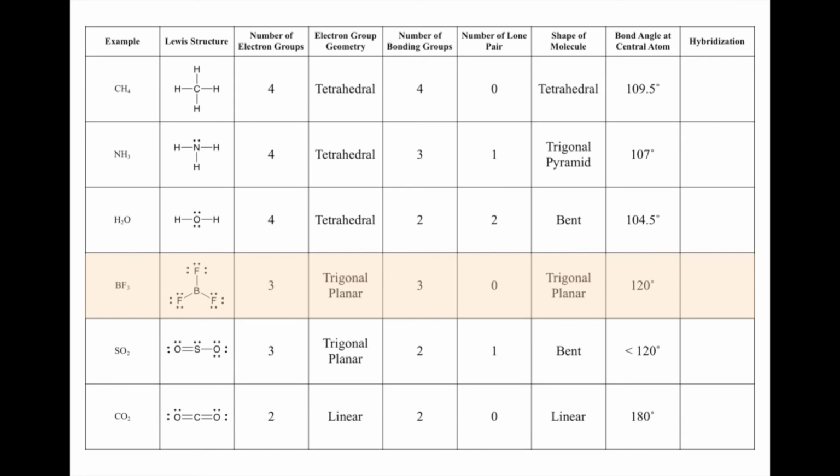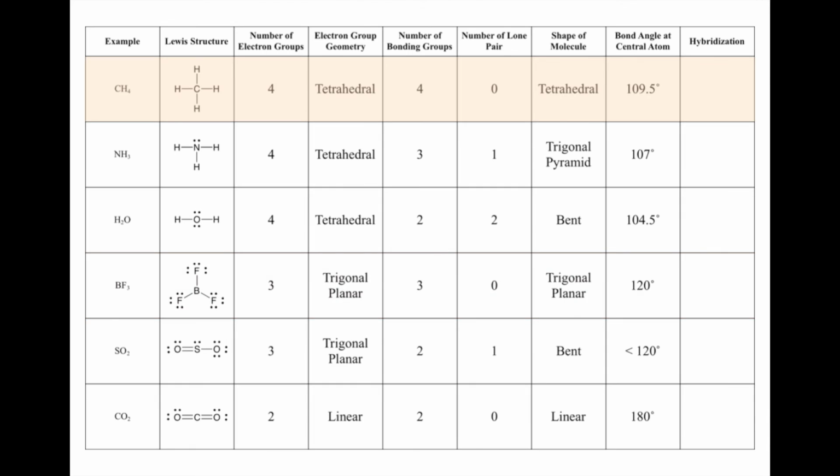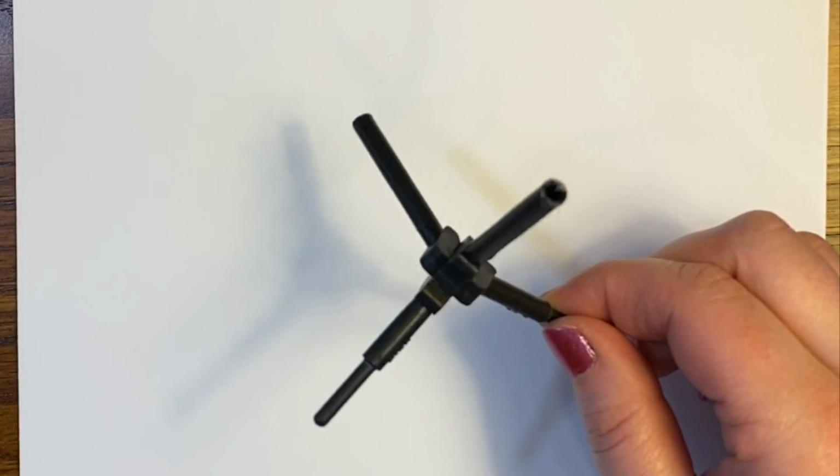In the case of boron trifluoride, we have three electron groups around a central atom, which gives rise to a trigonal planar electron group geometry. In the case of methane, CH4, we have four electron groups around a central atom, which gives rise to a tetrahedral electron group geometry.